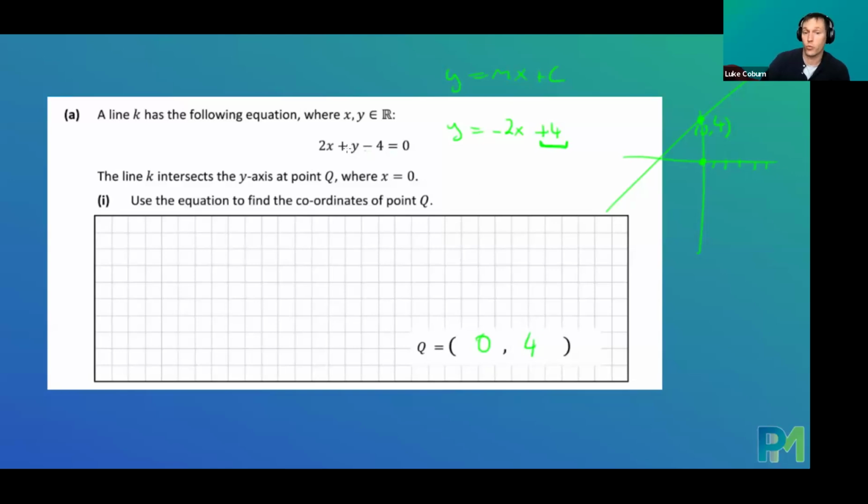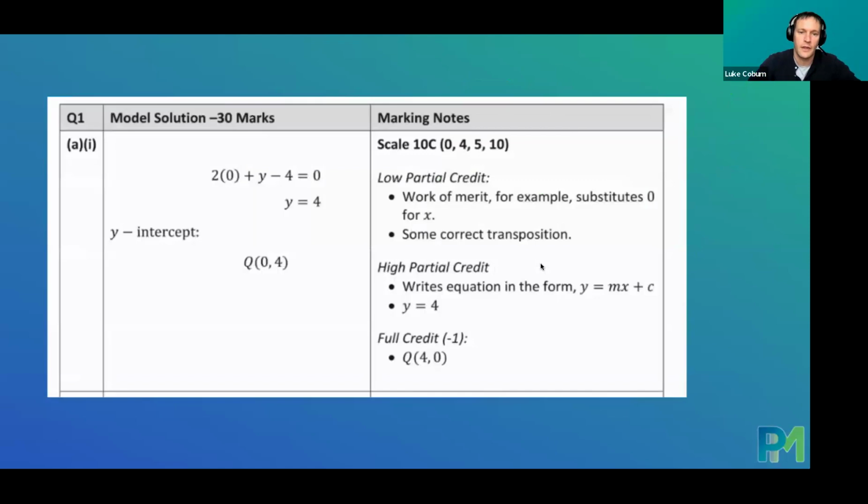But another way to get this would be just to sub in. If we want to find where it intersects with the y-axis, where x is equal to 0, we say, okay, well, x is equal to 0. So that means 2 times 0, we just sub it in, plus y minus 4. That's y minus 4 is equal to 0. So that's y is equal to 4. So that's another way to get 0 for the x, 4. That's another way to get it.